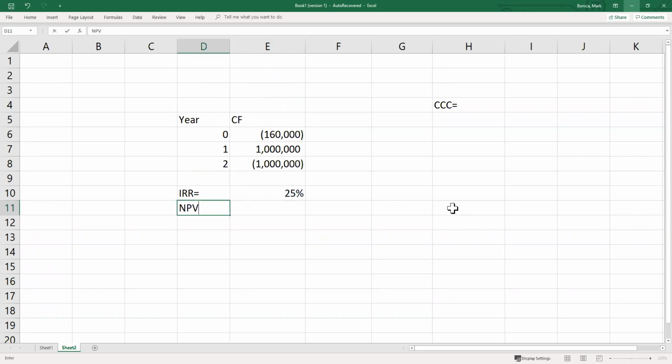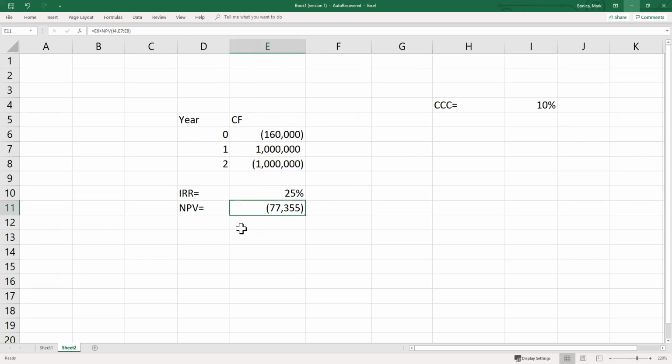The NPV, however, because of the irregular cash flows, the NPV is going to be 160,000 plus NPV, and it's going to use a corporate cost of capital of 10%. I'll fill that in a second. Meant to have that already. And then here are our cash flows. And let me give that 10%. There we go. So our NPV is negative 77,355.